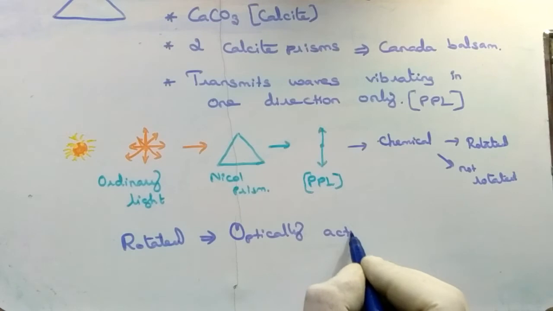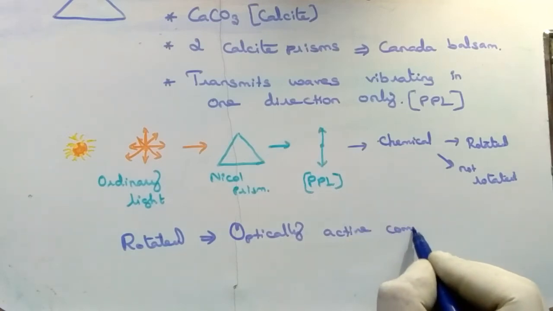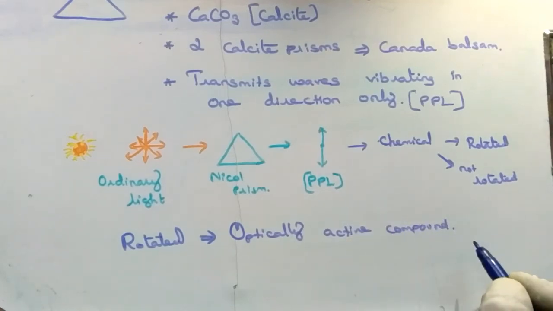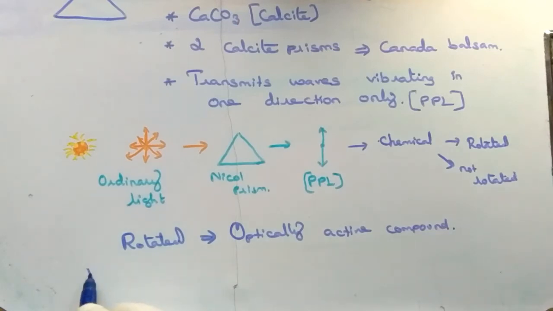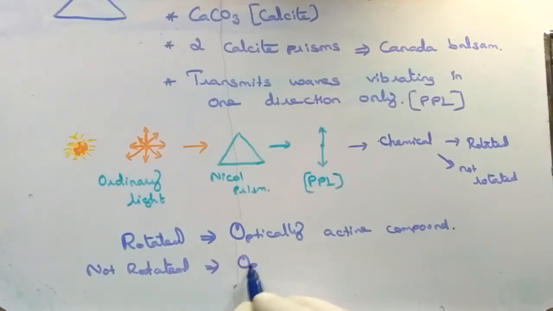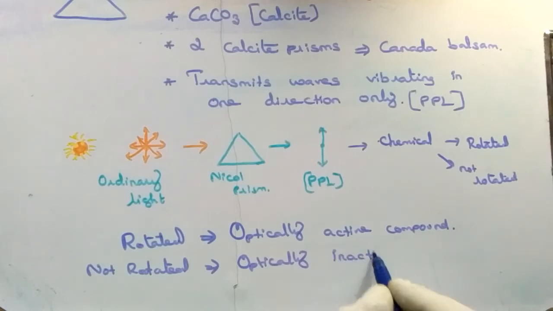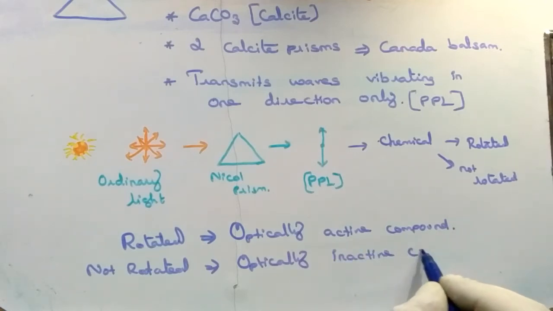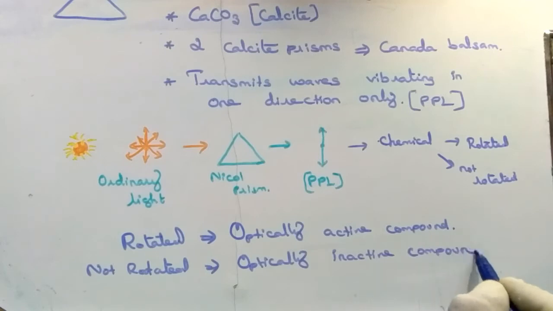If the plane polarized light is not rotated, then that compound is called an optically inactive compound. In stereochemistry, we will study optically active compounds. So this is the difference between optically active and optically inactive compounds.